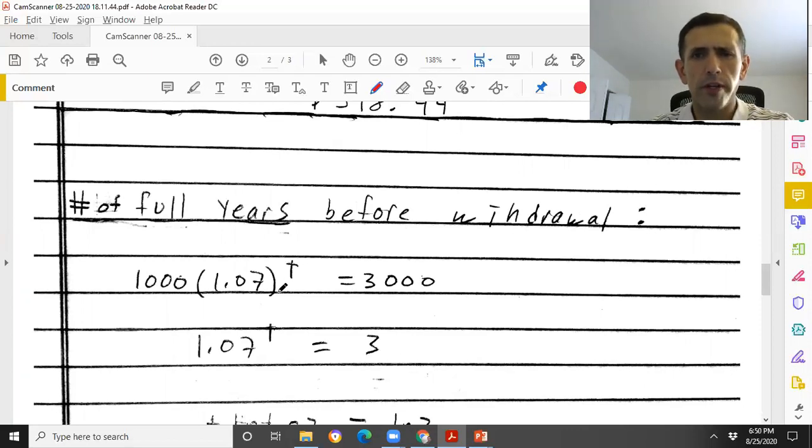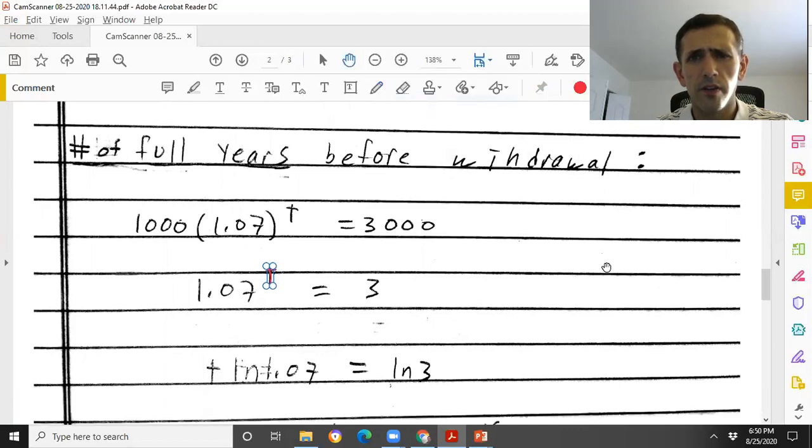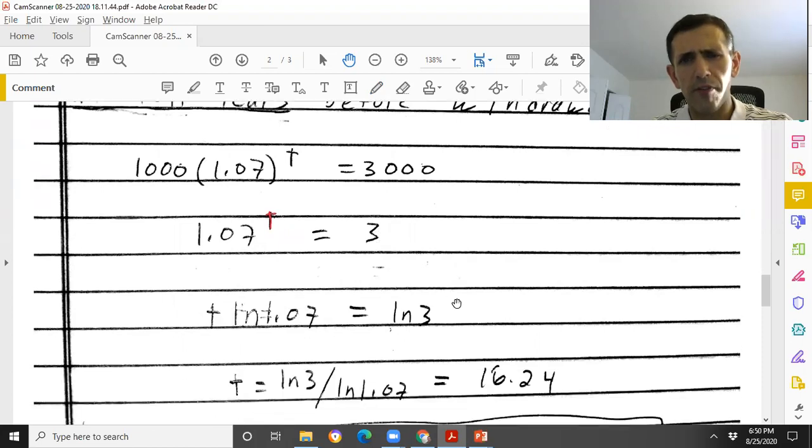Okay, so we divide both sides by 1,000. So this should be a T here. If it's not clear, make that nice and red. So it's 1.07 raised to the T equals 3. Of course, we take ln of both sides. ln drops the T. So T is going to be ln of 3 over ln of 1.07. That's 16.24. So what this tells me is that we have 16 full years.